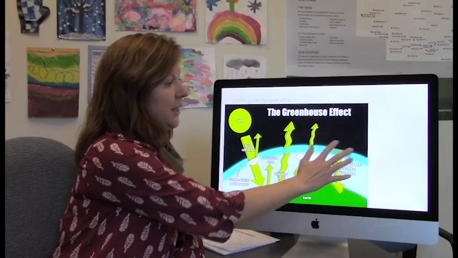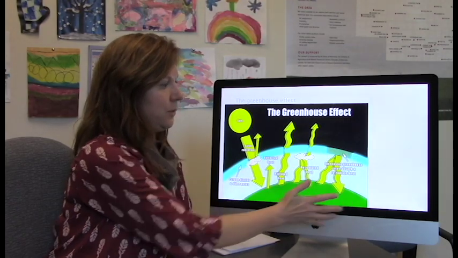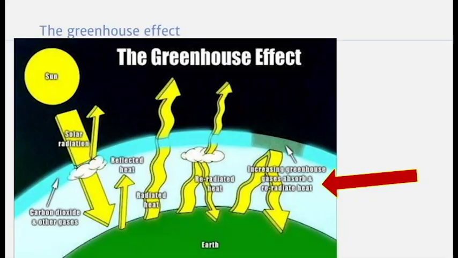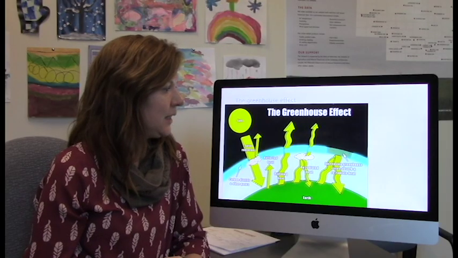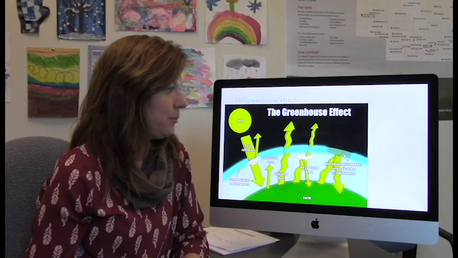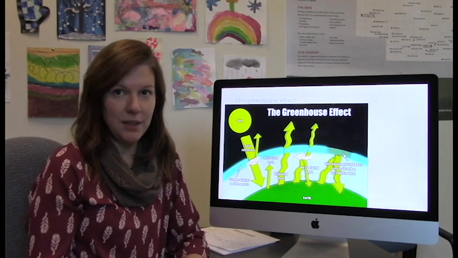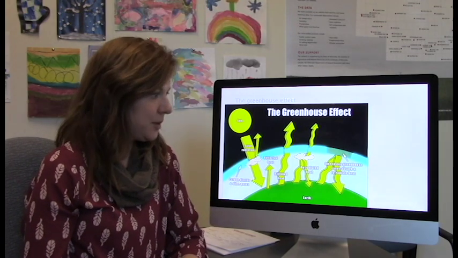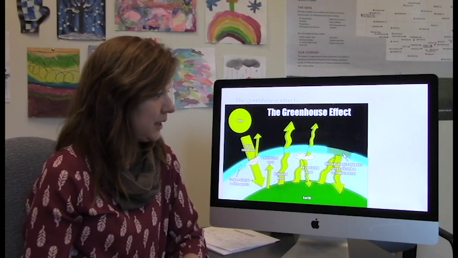And what is illustrated here is what we call the greenhouse effect. We actually need the greenhouse effect to sustain life on Earth. If we didn't have it, we would be about 60 degrees colder than we are now. So it's really important that we have the greenhouse effect. But what we don't want is an enhancement of the greenhouse effect. And that's what has been taking place over recent history.